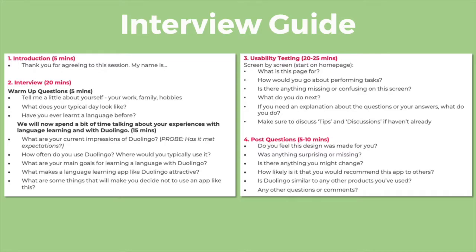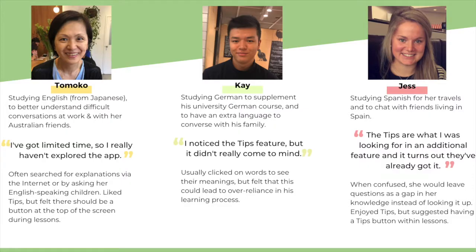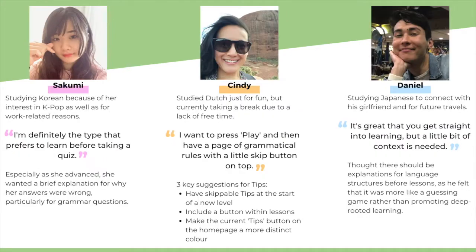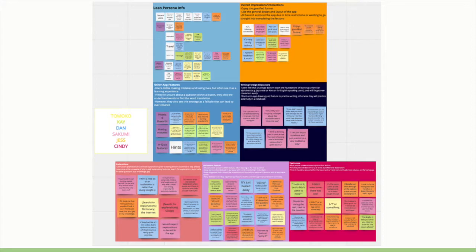I then made an interview guide that discussed users' language learning experiences and also how they dealt with confusing questions or answers in their Duolingo lessons. I then conducted 6 interviews through which my participants all expressed similar ideas to each other. For example, Tomoko, Kate, and Jess here all stressed how easy it was to overlook the current tips button on the homepage. And Sakumi, Cindy, and Daniel here all specifically wanted tips at the start and during lessons to improve their learning. To sort and synthesize these findings, I completed Affinity Mapping using a digital software called Miro.